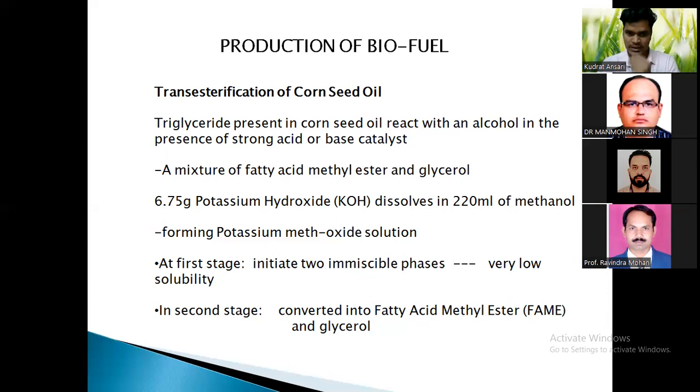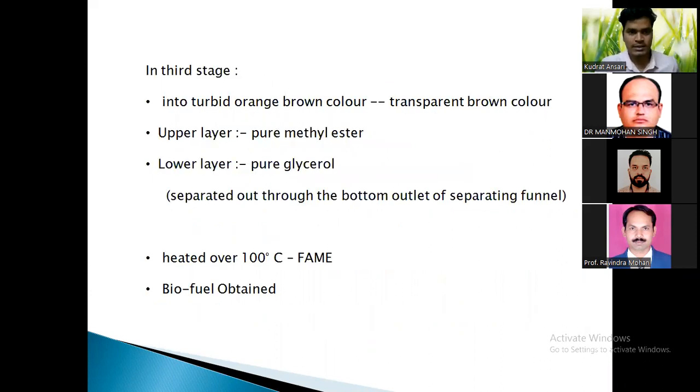In the first stage there are 2 immiscible phases, where the reaction is very slow, and in the second stage it is converted into fatty acid methyl ester and glycerol, separate. In the third stage it becomes a turbid orange-brown color, and after 5 to 10 minutes it becomes a transparent brown color, with the upper layer being pure methyl ester and the lower layer pure glycerol.